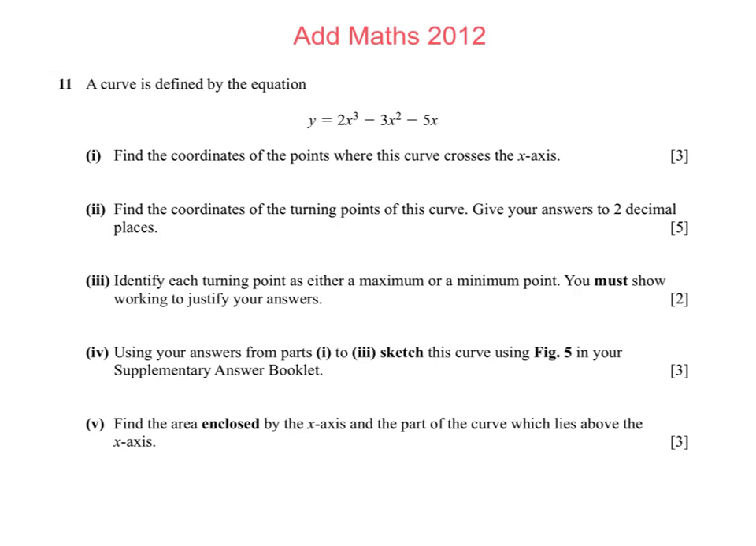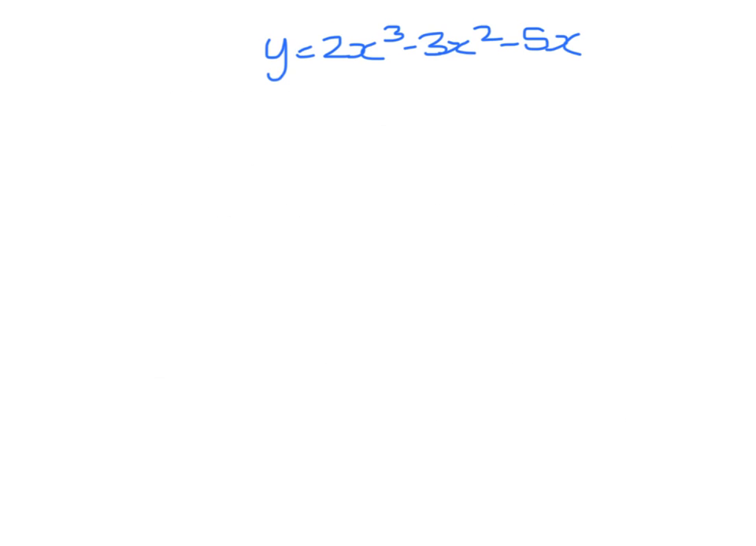2012, Paper 1, Question 11. To find the points where it crosses the x-axis, that's when y equals 0. So it's when 2x cubed minus 3x squared minus 5x equals 0.